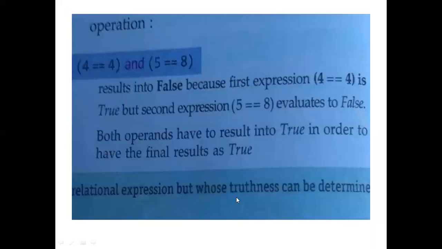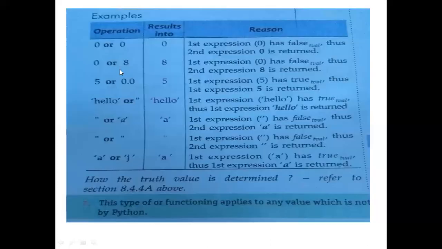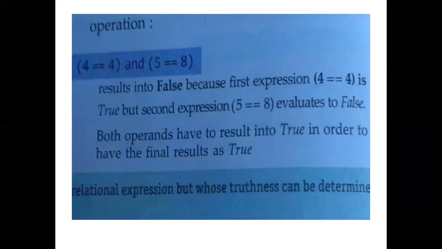So in this way, 4 is equal to 4 gives true, and 5 is equal to 4 is false. So this false means it will return the value of x, and the value of x is true here. Both operands result in false because the first expression is true but the second expression is false. So both operands have to result in true in order to have the final result as true.